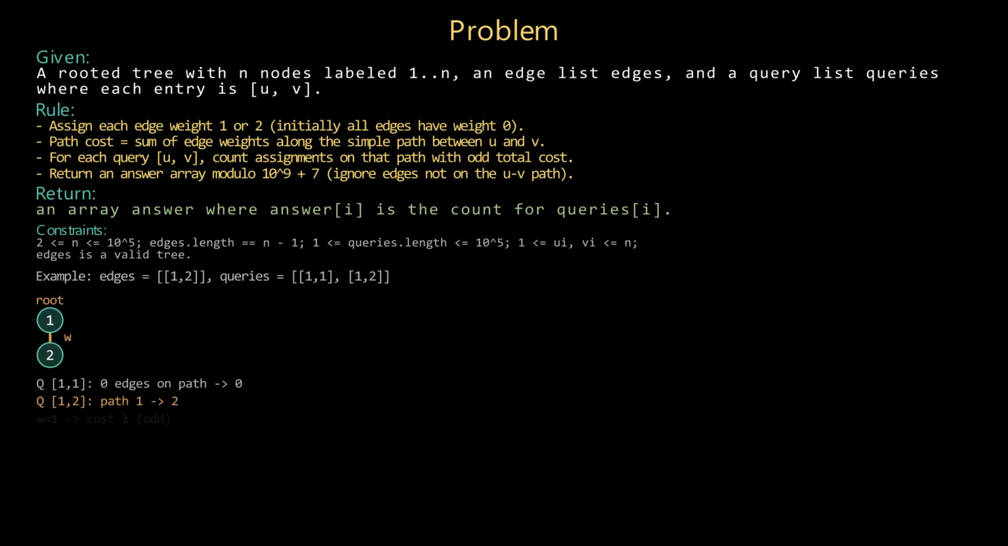Example 1, a single edge connects 1 and 2. Query 1 has no edges on the path, so the answer is 0. Query 2 uses 1 edge, weight 1 is odd, weight 2 is even. Only one assignment works, so the output is 0, 1.